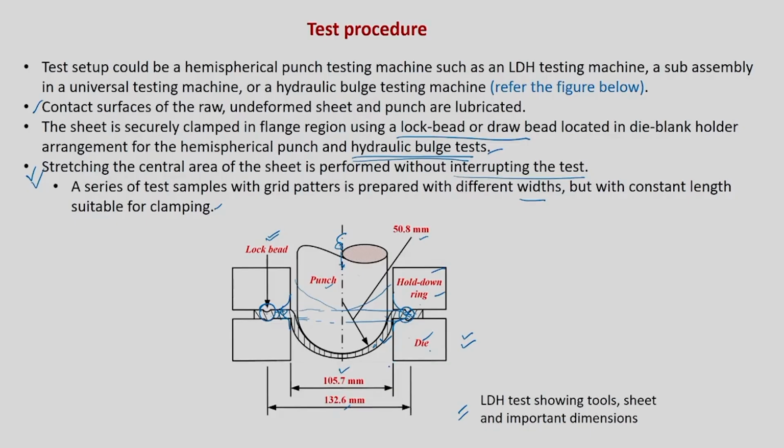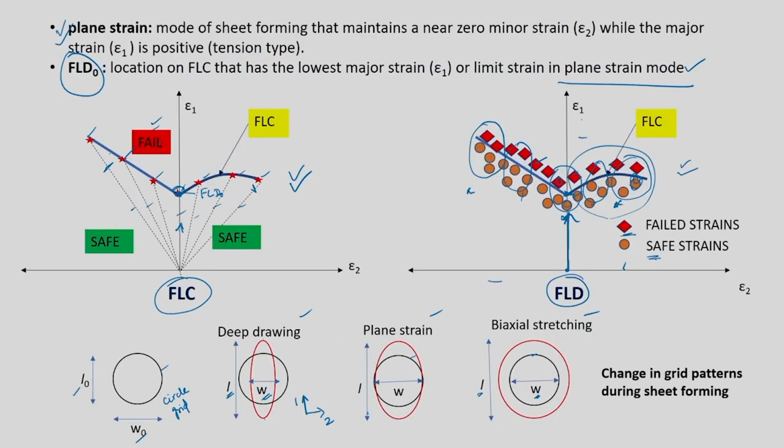So basically a series of strips of one particular material with different widths but a constant length will be deformed using this setup to get the forming limit curve. That is why in this diagram I mentioned 1, 2, 3, 4, 5, 6, 7, which means that you can use 7 different widths. You can also use any in-between widths if you want to get an accurate forming limit curve.